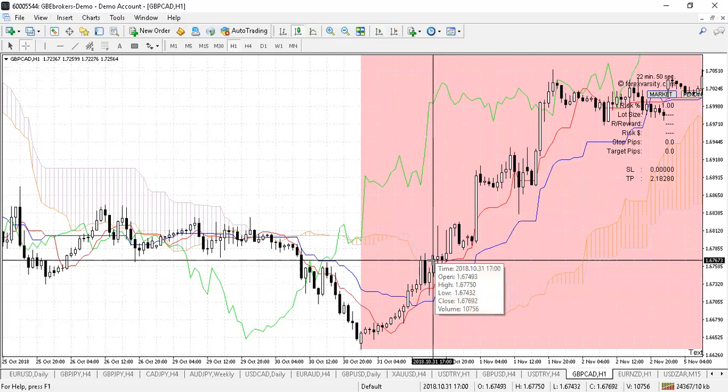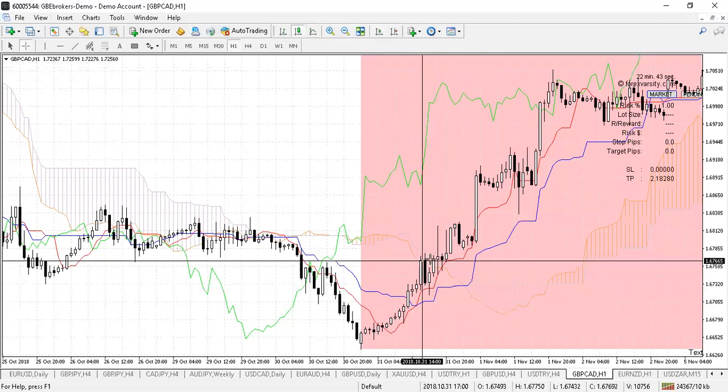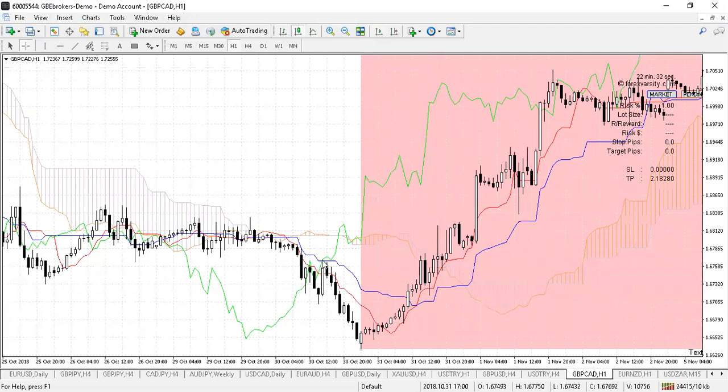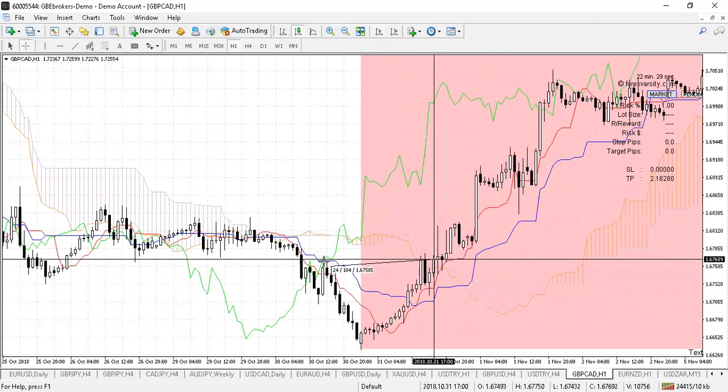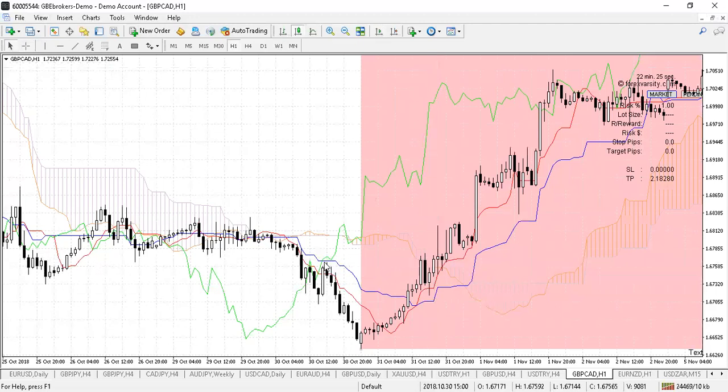And then the next thing that we would check is the green line. So the green line is a lagging line. It lags 26 candlesticks behind. So the green line in real time appears 26 candlesticks behind the current price. So we need to also check, is that green line above the current market price? So in this case, it is.